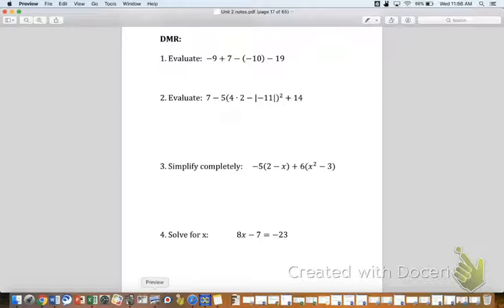How'd this go? You guys getting into this? Working? See how this went. So number one, there's just a single operation. Are you guys in the practice of just doing this automatically? You see minus and negative, you just go plus a positive. I hope you're doing that.